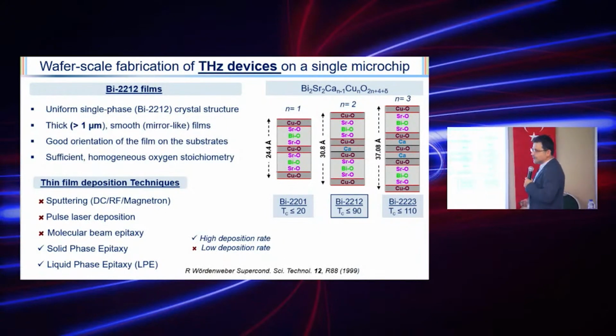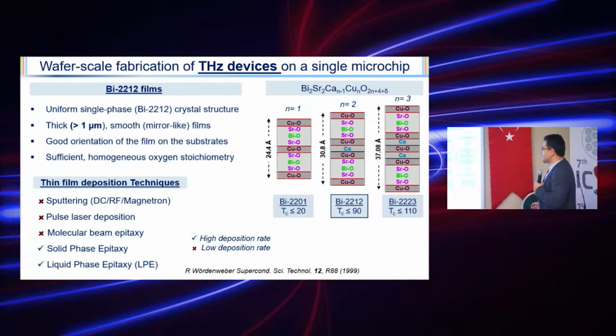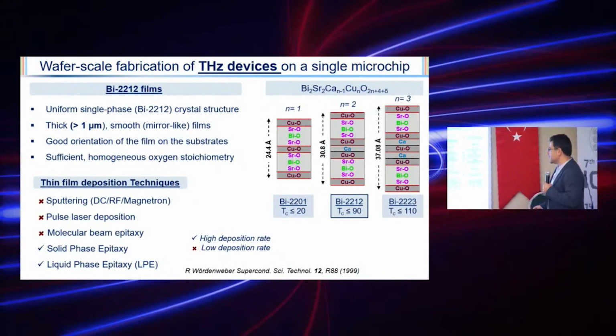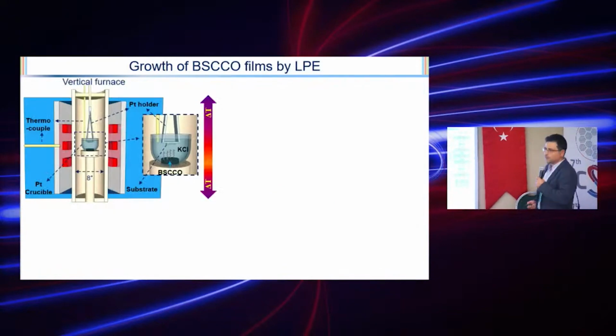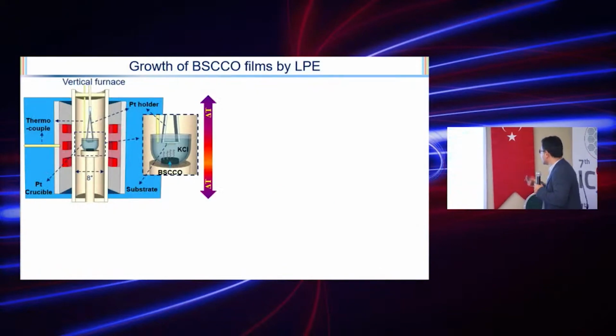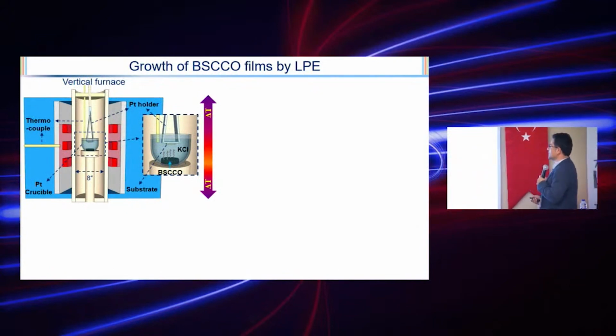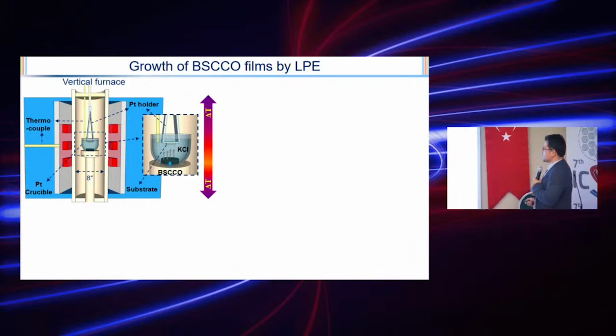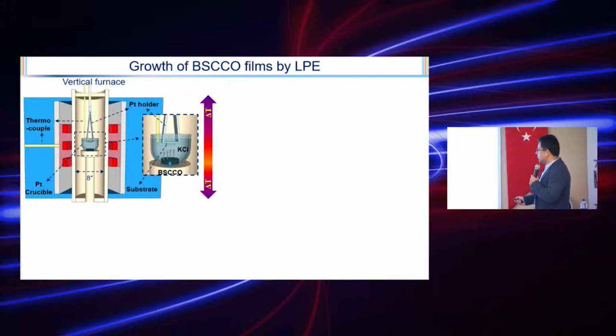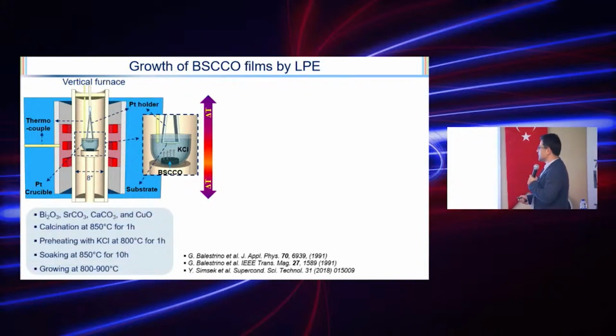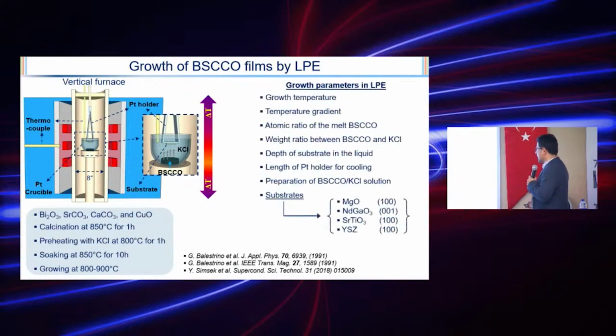They have a very low deposition rate, and also they are very expensive. The best method is molecular beam epitaxy, but it has a really low deposition rate. The other methods are very cheap. And we choose liquid phase epitaxy because the BSCCO is easily dissolved in the potassium chloride solution, and then we have the mobility. Then we can obtain the thin film structure on this substrate here.